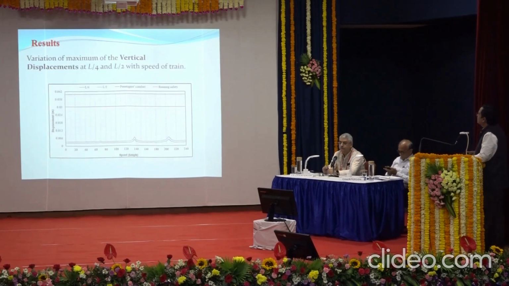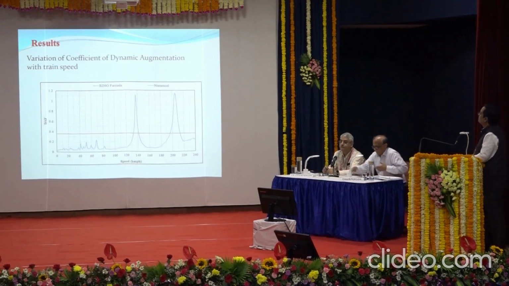Next, variation of maximum vertical displacement at L by 4 and L by 2 with speed. The vertical displacement is considerably within the limit. There are two limits, one for running safety, in blue color, and in red, passenger comfort. So the results were well within those limits.